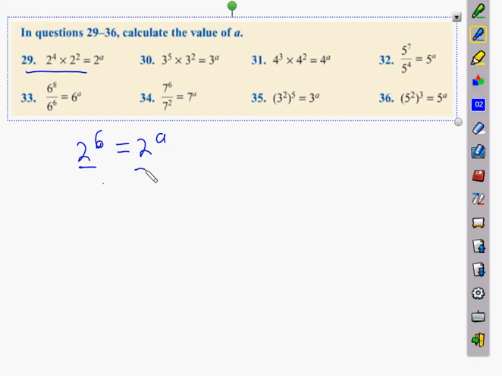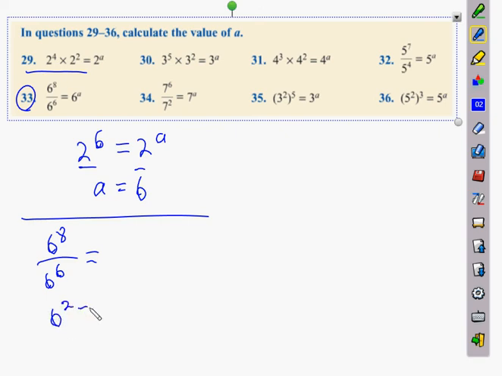Let's try another one now. Let's try question 33. What's 6 to the power of 8 divided by 6 to the power of 6? 6 to the power of 2, well done Noah. 6 to the power of 2 equals 6 to the power of A. What's A this time around, Noah? 2. Come on.